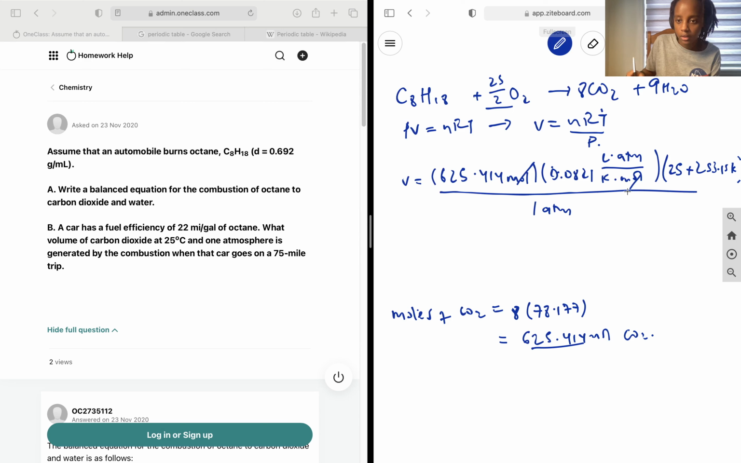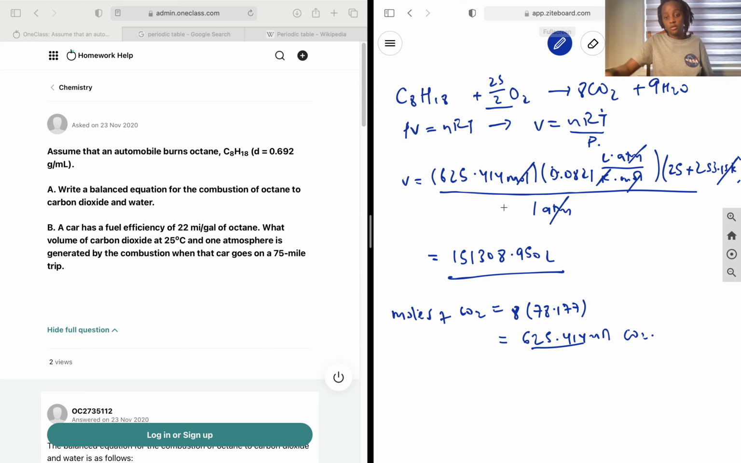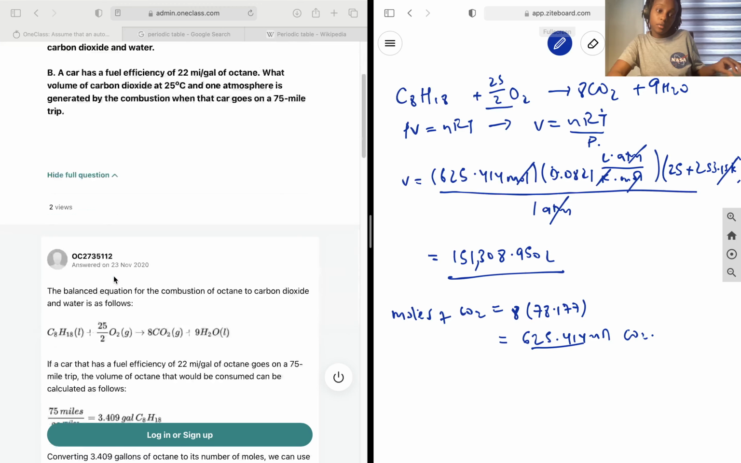So we're going to see these cancel, these cancel, these cancel, leaving us with 151,308.950 liters. And that's our final answer. So a 75-mile trip costs you 151,308.95 liters of carbon dioxide.